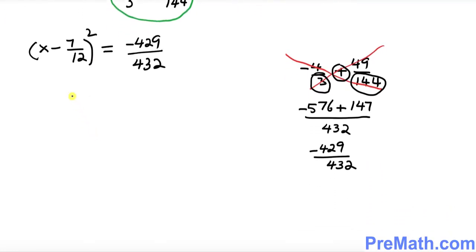So the next thing we're going to do is get rid of this square. How can you undo this square? By taking a square root. So I'm going to take the square root on both sides. This square and square root undo each other. We are left with simply x minus 7 over 12 equals to, watch out over here, so we have to be careful.